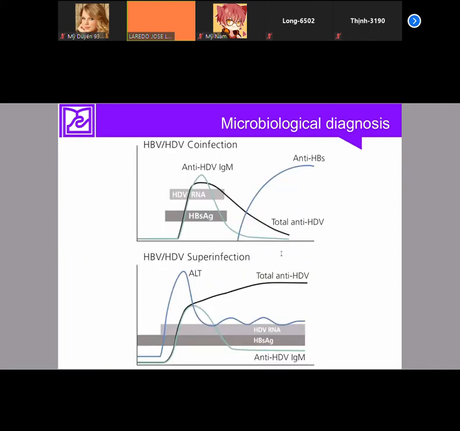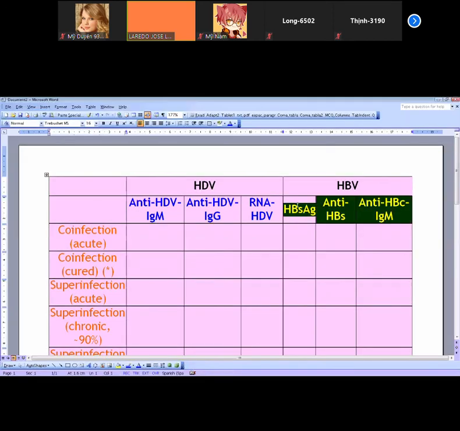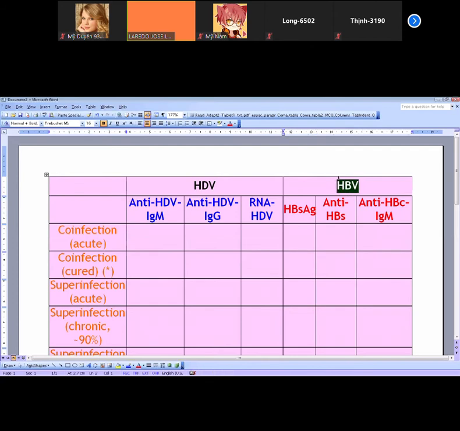Okay, so we are going to differentiate different profiles by using serology. So look, we are here. These are the tests that we are going to use for the diagnosis of hepatitis B. I'm going to change the color of this because this is hepatitis B. Okay, so look.